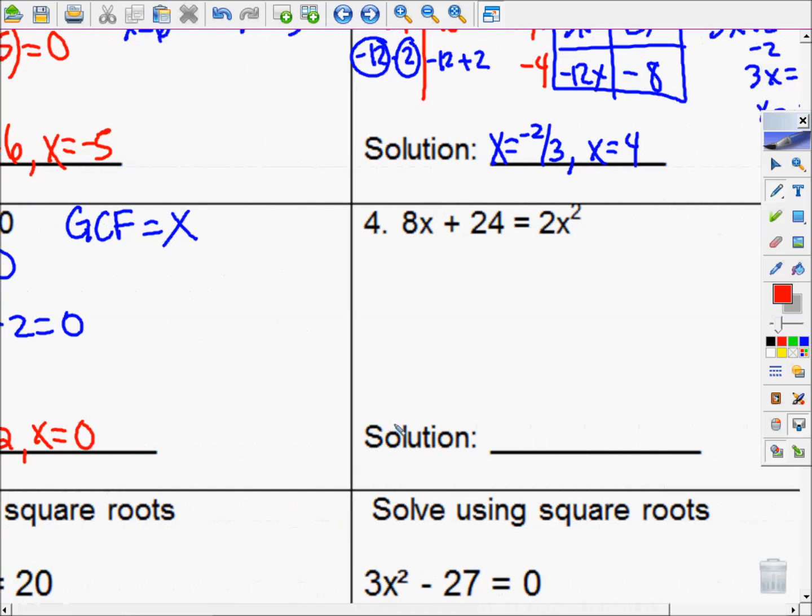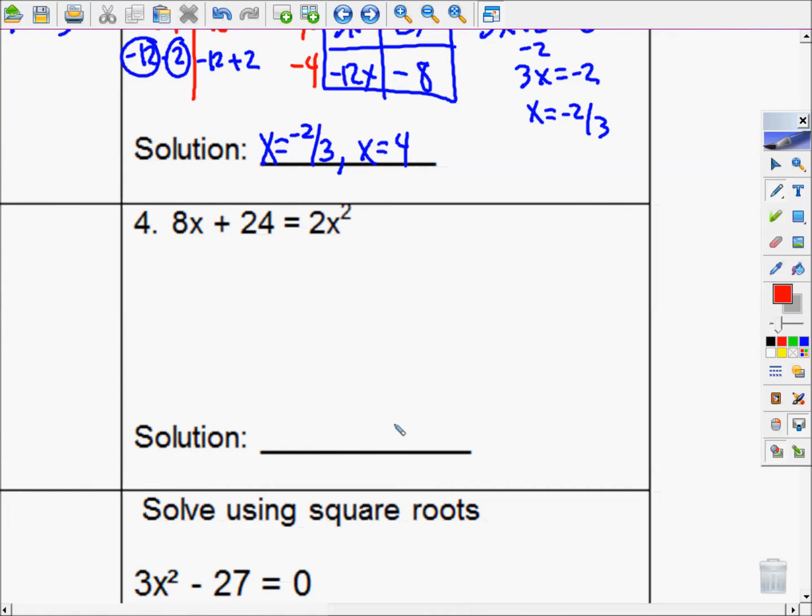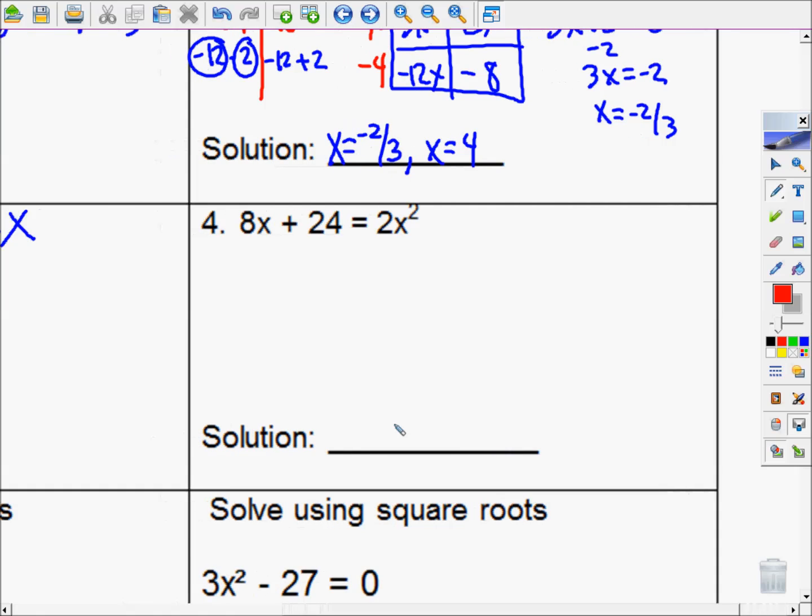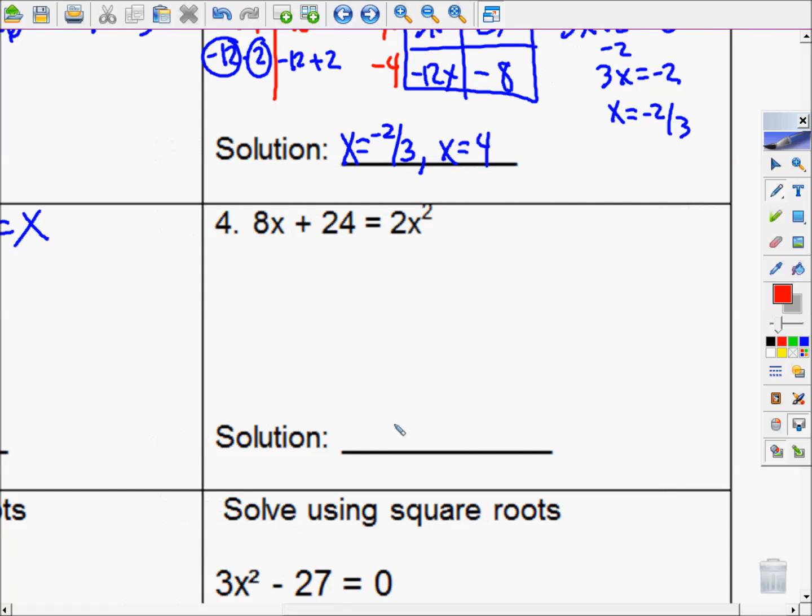Alright. 4. Can I go? No. Why can I not go? Well, I have a GCF, but what's the other reason? They're not equal to 0. So I want to keep this positive, so what am I going to move? The 4x. So if it's a positive, it's going to become a negative. Now this equals 0.